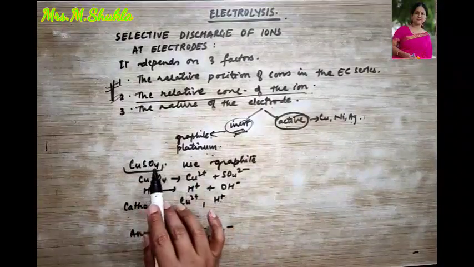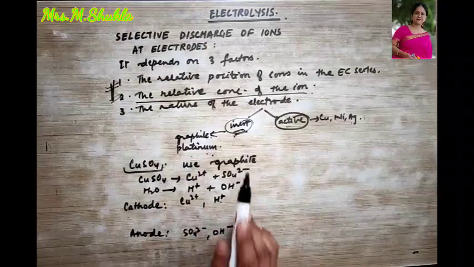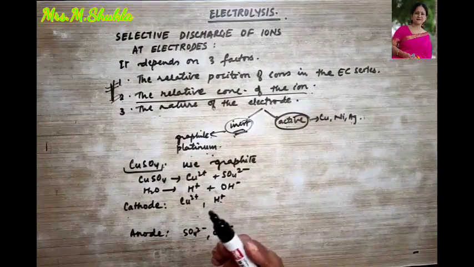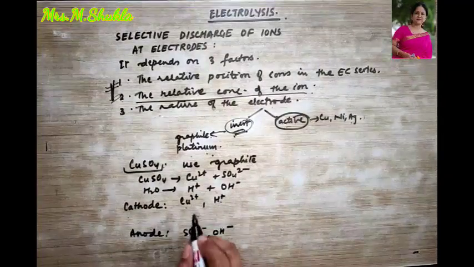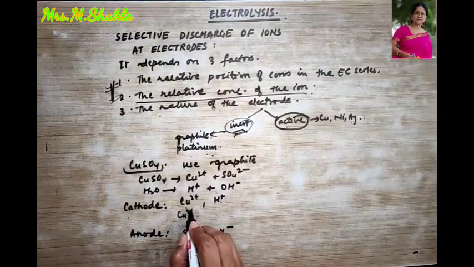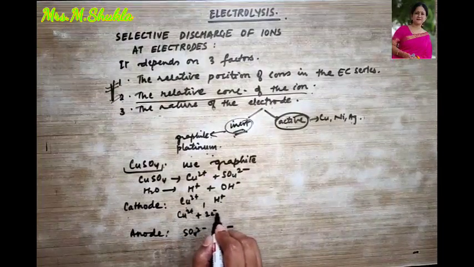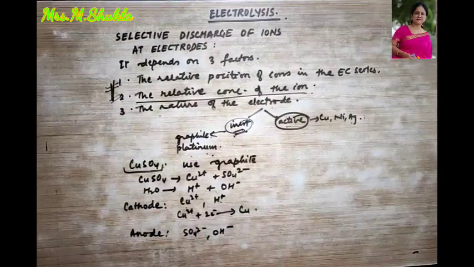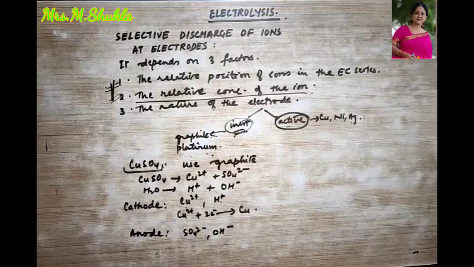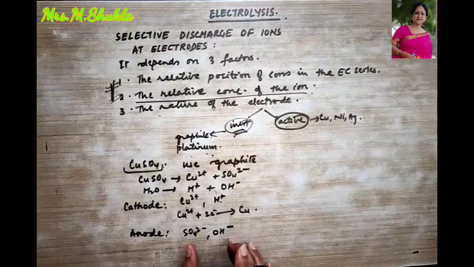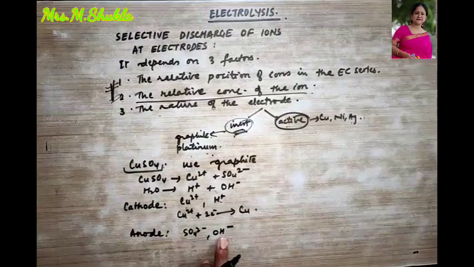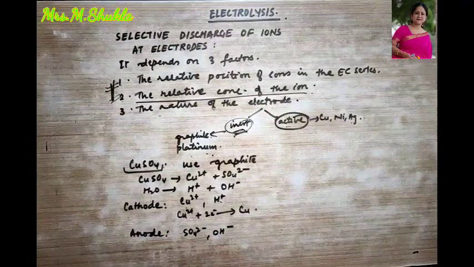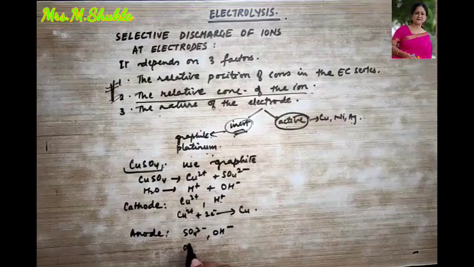solution. So if it is a dilute solution, preference will be given to the ion which is placed lower in the EC series. So who is placed lower? Copper is placed lower in the EC series. So copper will accept 2 electrons and will become an atom, right? Now coming to the sulfate ion and hydroxyl ion. Out of these two, the hydroxyl ion is placed lower in the activity series. So this gets the preference over here.